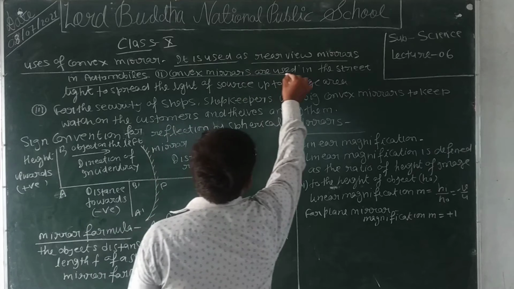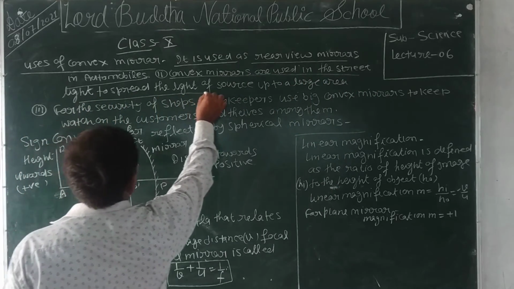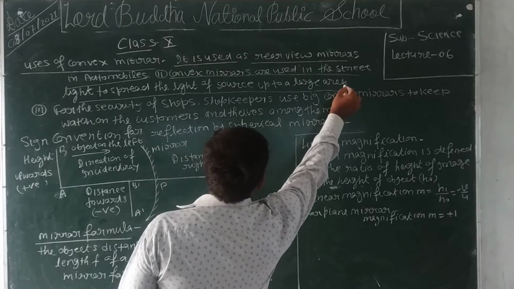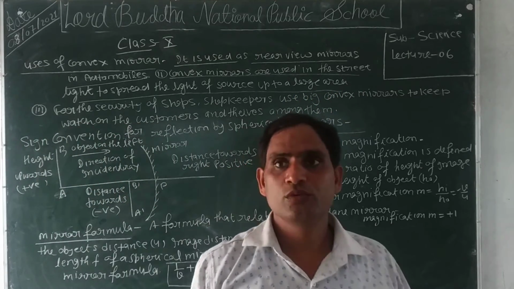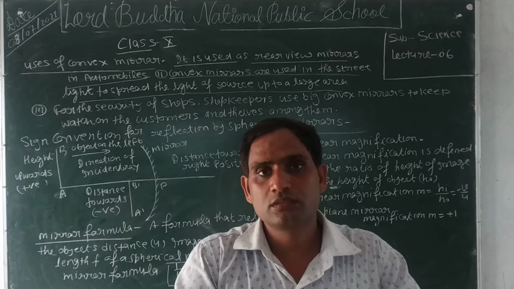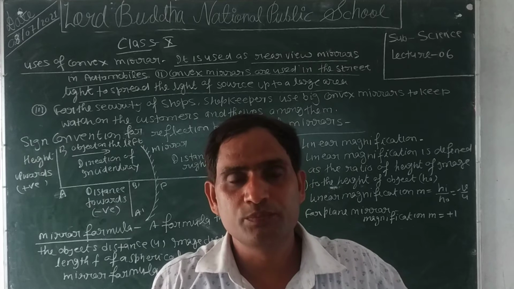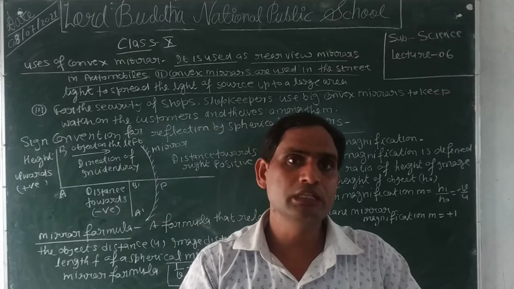The second one is convex mirrors are used in street lights to spread the light of the source up to a large area. As we know that the convex mirrors are diverging mirrors, they spread the light rays. Hence, they are used in street lights.